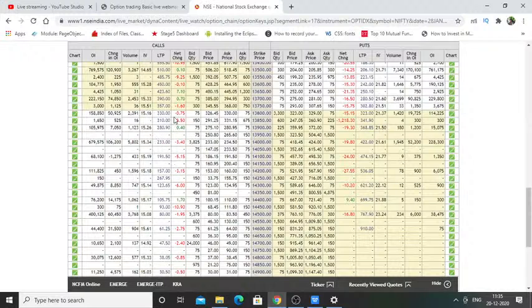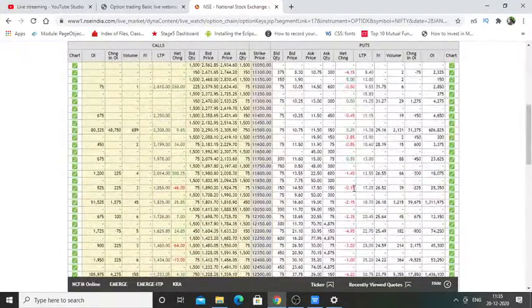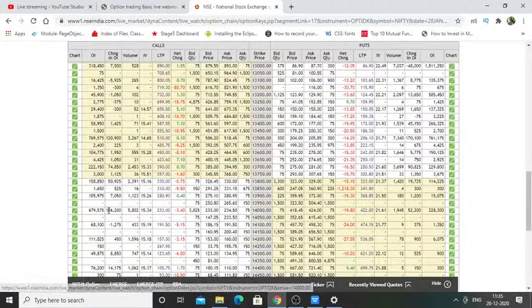If the expiry gets nearer, the time value will start to decay. That is the reason you can see the differences. In the current week expiry, the same 14,000 call option is trading at 13 rupees, and in the current month expiry, it is trading at 53 rupees. And in the very far month, which is the January next month contract, the 14,000 is available at 233.